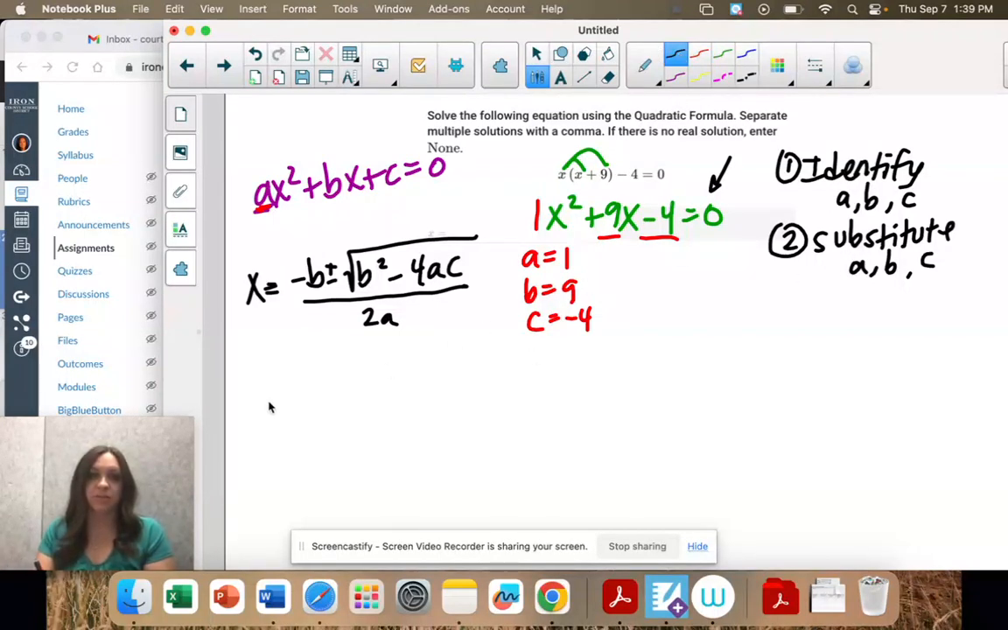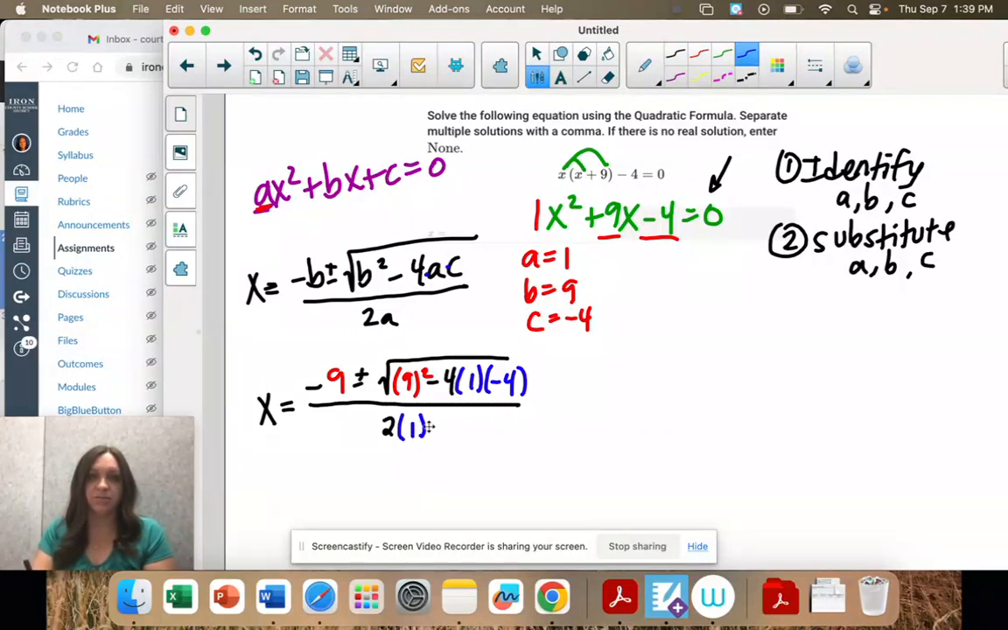So now we substitute. X equals negative b. B is 9. Plus or minus square root of b squared. B is still 9. Minus 4, that's part of the equation. A times c. So times 1 times c, which is negative 4. And then a big fraction all over 2 times a, and a is 1.